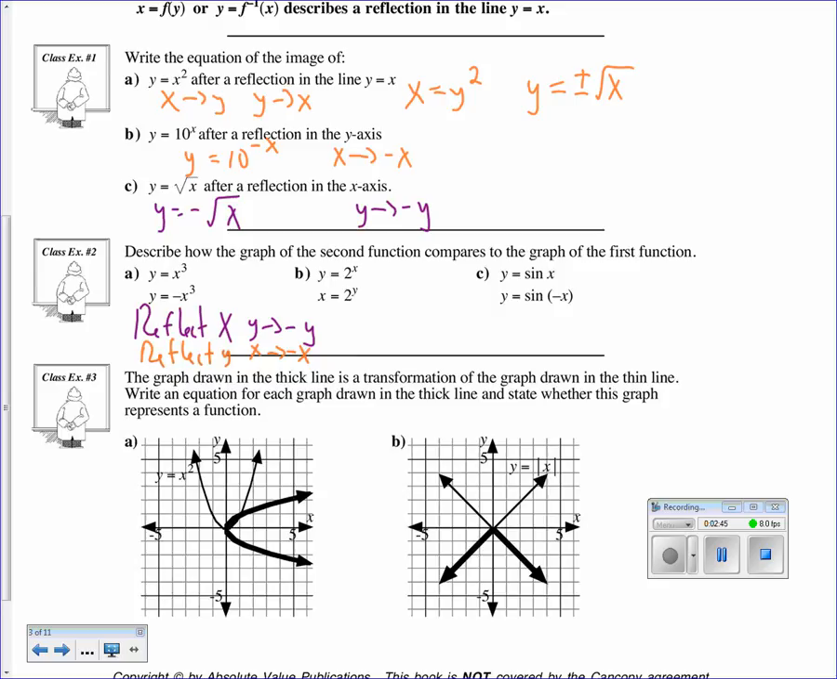In 2b, clearly the x's and y's have flipped spots. So this is inverse, and on inverse, x becomes y and y becomes x. And this one's nicer with the brackets. My x's become minus x. And when I manipulate the x's, that's a reflection in the y.